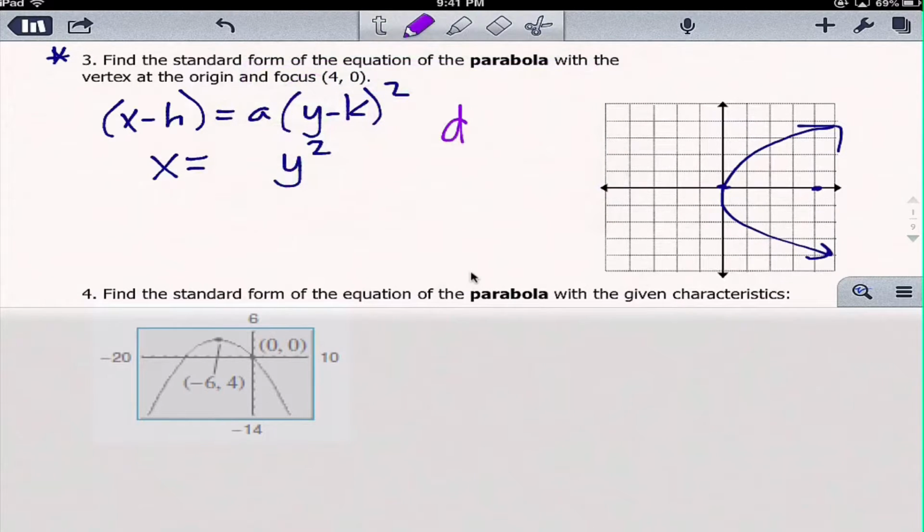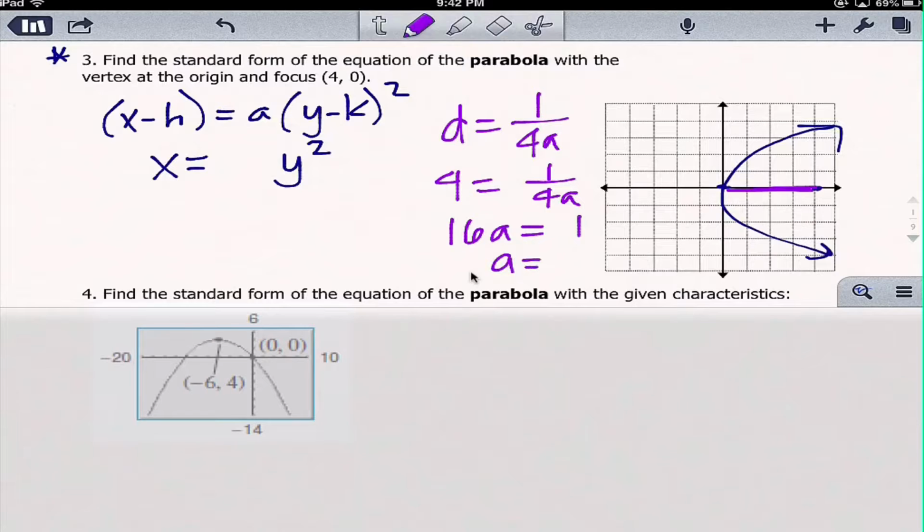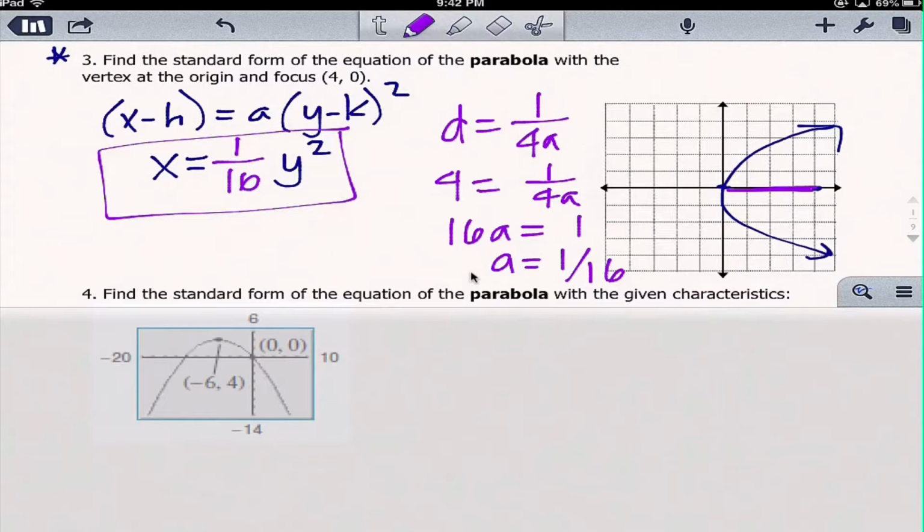We learned the equation d equals 1 over 4a. This time I can actually see this distance is 4. So I can say 4 equals 1 over 4a. So 16a equals 1, so a is 1/16. So I'm going to go ahead and put in 1/16 as my coefficient.